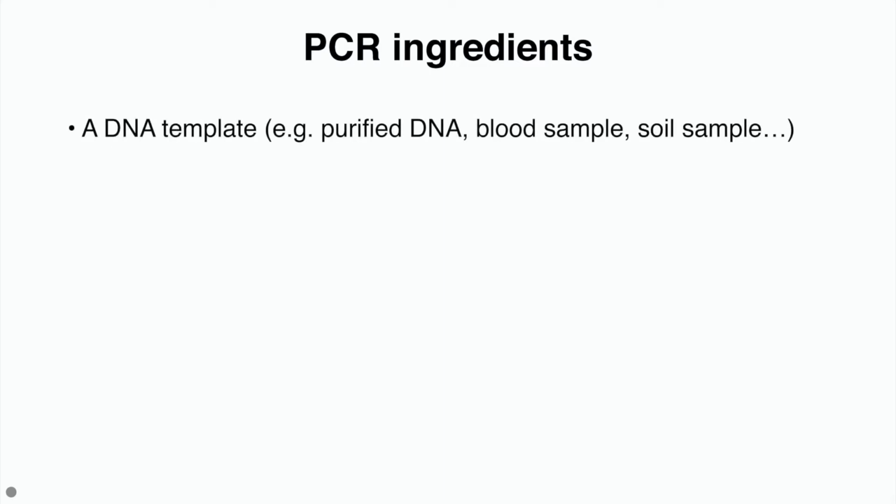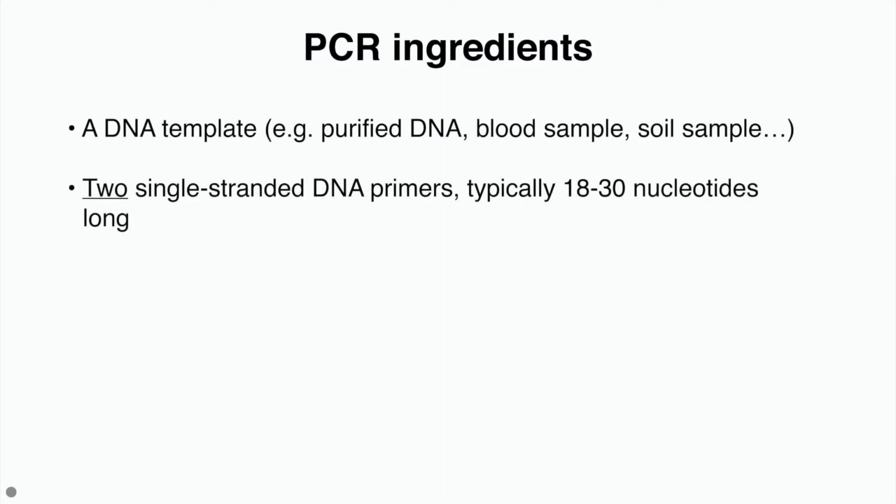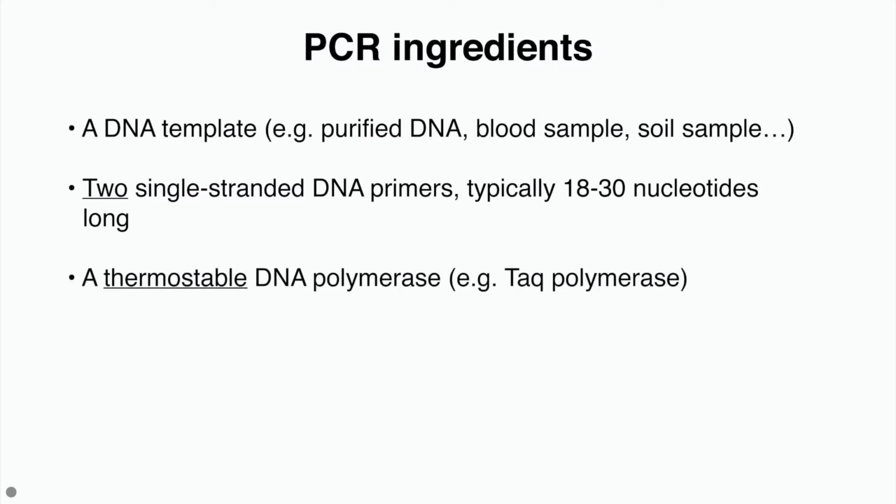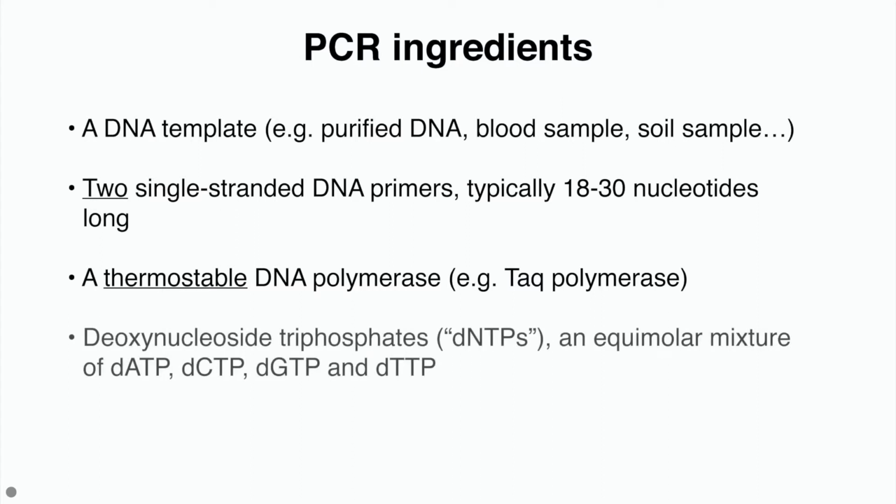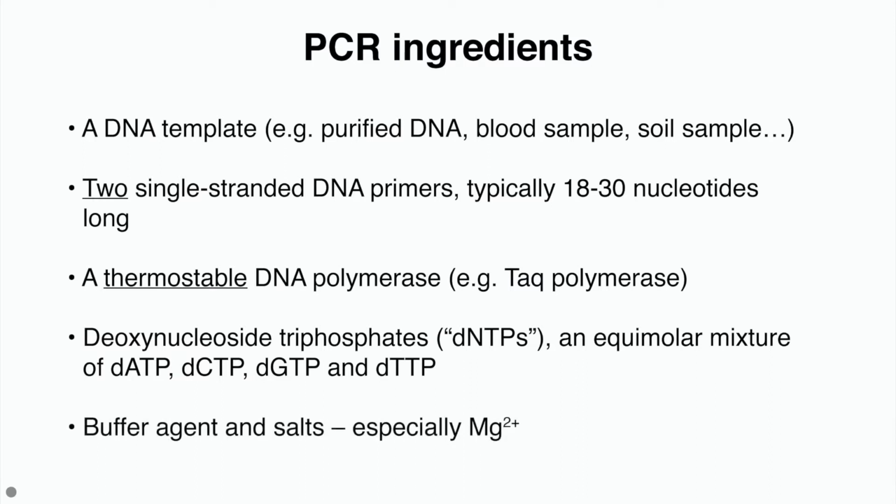A PCR reaction mixture must contain the following components: a DNA template, a pair of single-stranded DNA oligonucleotides, typically 18 to 30 nucleotides long, to act as primers, a thermostable DNA polymerase, an equimolar mixture of all 4 deoxynucleoside triphosphates. Finally, buffering agents and salts, especially magnesium, are included to create the appropriate chemical environment for the DNA polymerase to function.